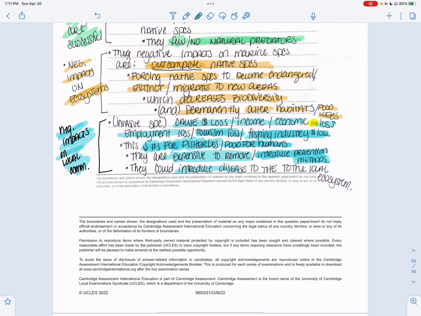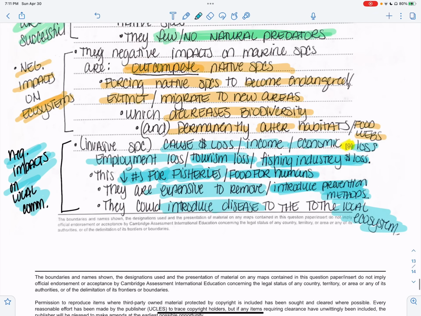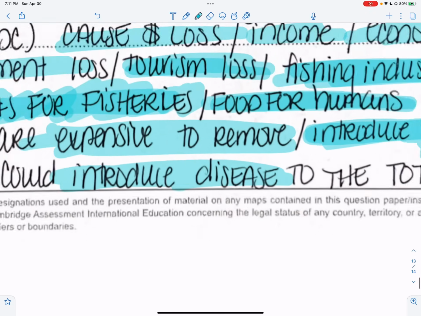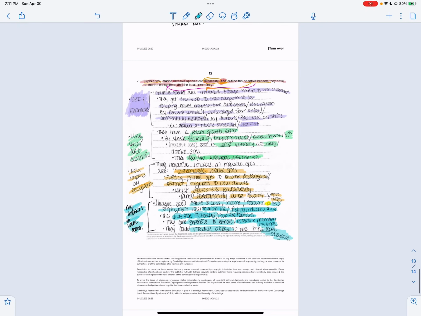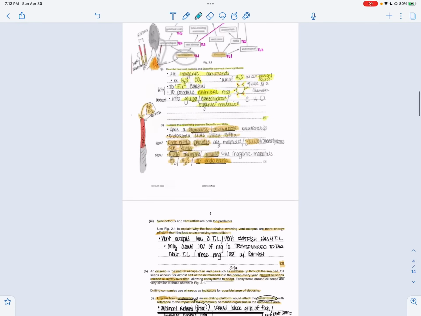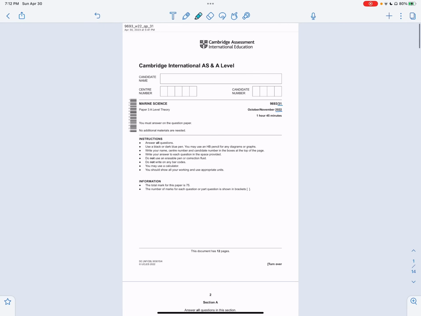They could introduce disease into the local ecosystem. And all of those things would cause a loss of income for fisheries and therefore loss of employment. Anytime you're bringing a new organism into an environment, or mixing two species together in an environment, disease is always a wonderful thing to talk about. It is a really good go-to. Okay, so that is literally now all of the paper 3 examples that I have.